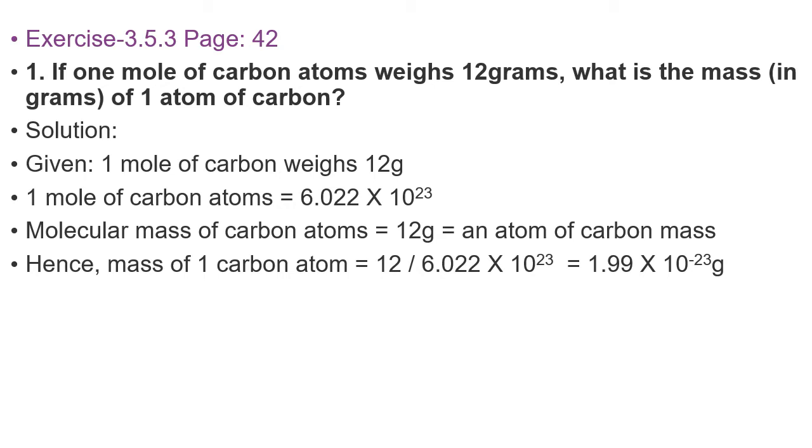Now, with this introduction, we start problems on mole concept. Example number 1. If 1 mole of carbon atoms weighs 12 grams, what is the mass of one atom of carbon? See, 12 gram is the molar mass of carbon. So 12 gram means 1 mole. 1 mole means how many particles of carbon? It is 6.022 into 10 to the power 23. That means 6.022 into 10 to the power 23 atoms weigh 12 gram. Only one carbon atom weighs how much? By simple mathematics, you calculate the answer is 1.99 into 10 to the power minus 23 gram, which is very, very small.